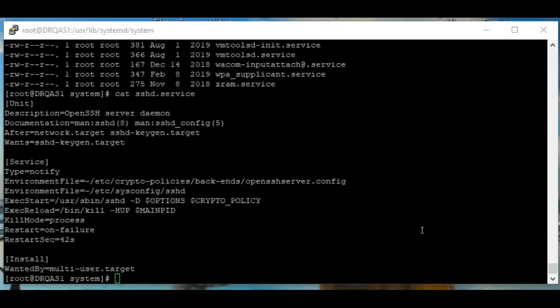Having understood what a service is, what a unit file is, and what systemd is, in the next lesson we're going to look at how we can start, stop, enable and disable services in Linux.